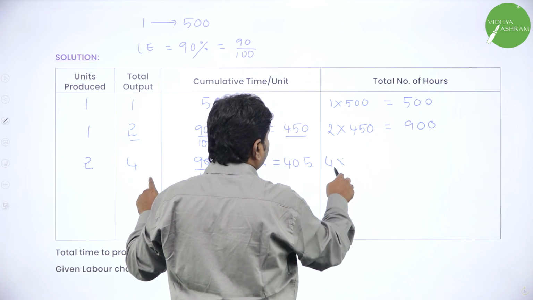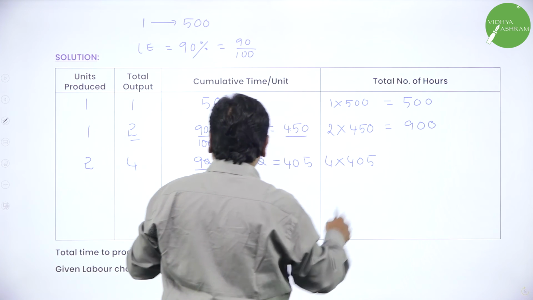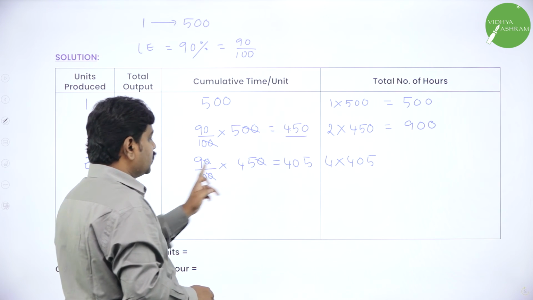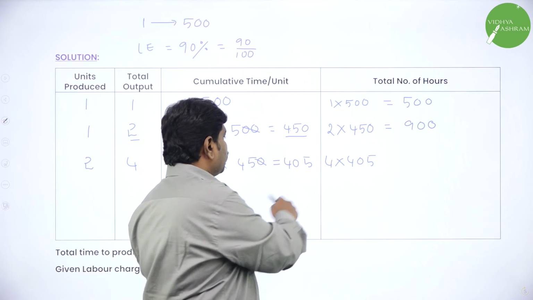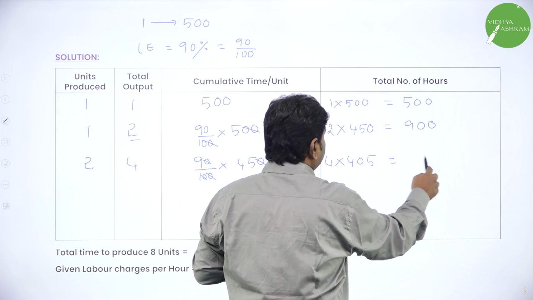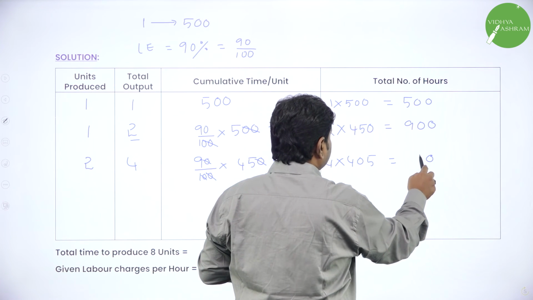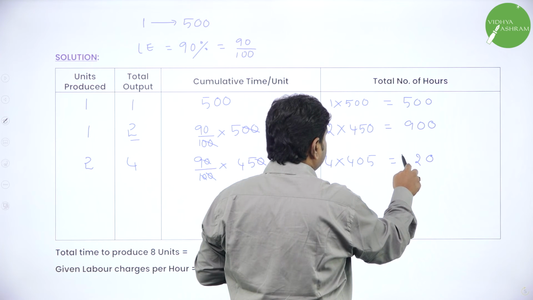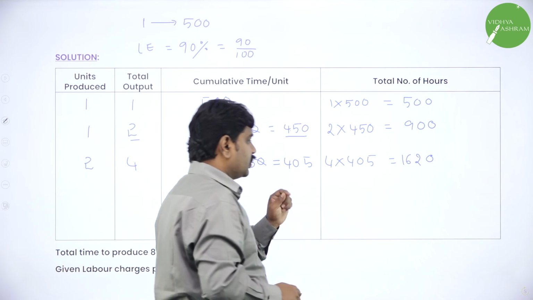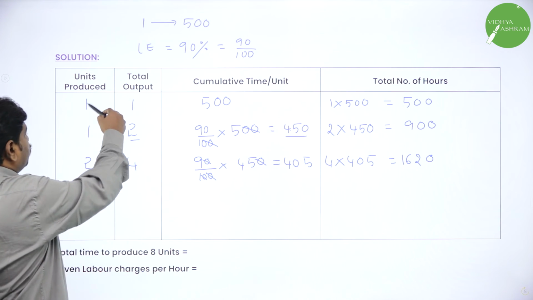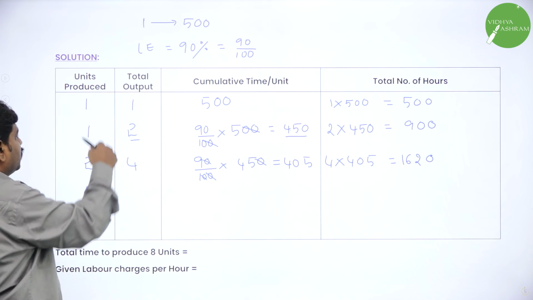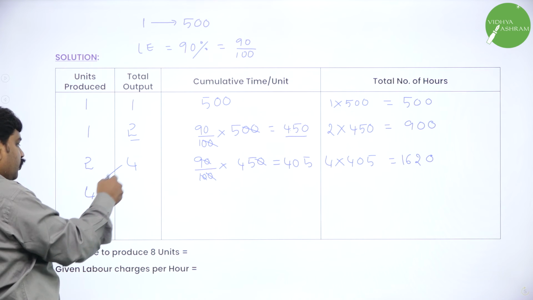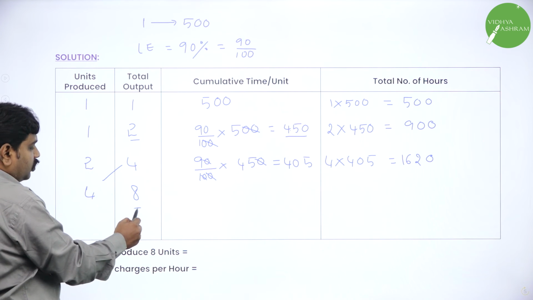405 into 4. So 4 into 405. Because total units is 4 units and time per unit is 405. So now I'll get total time. Multiplying this gives this column. 4 5s are 20 and 4 4s are 16. 1620 hours. Now add all. 1 plus 1 is 2, 2 plus 2 is 4. 4 plus 4 is 8. So now I got total output 8.